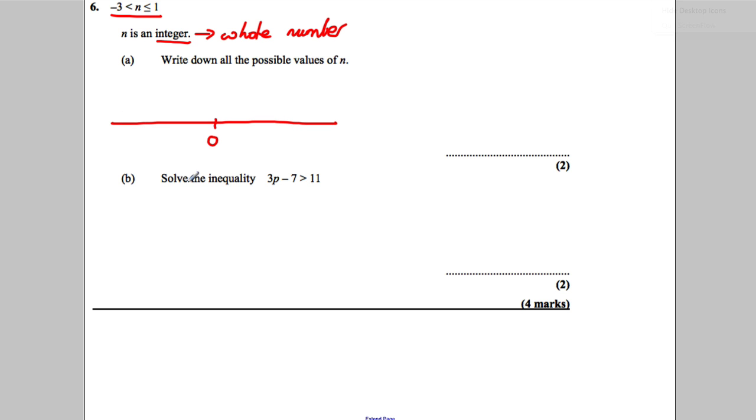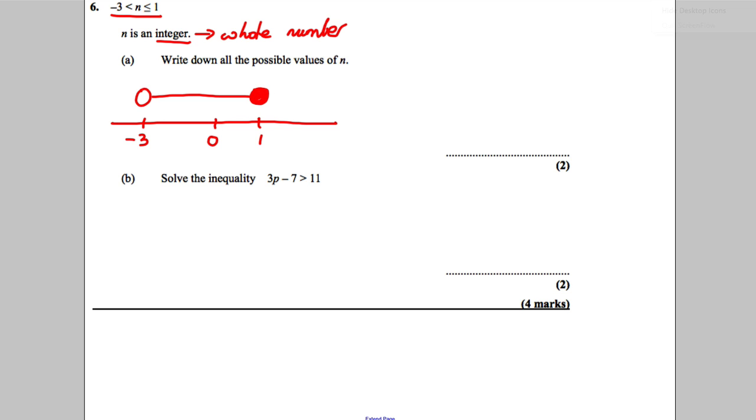Line, put 0 in the middle. -3 would be somewhere over here. 1 would be somewhere here. Circle there, n is between them, like that. You don't colour at -3 because it's bigger than. You do colour at 1 because it's less than or equal to.